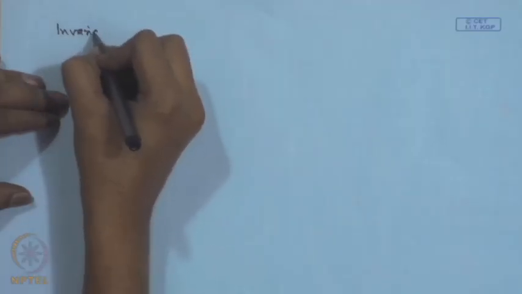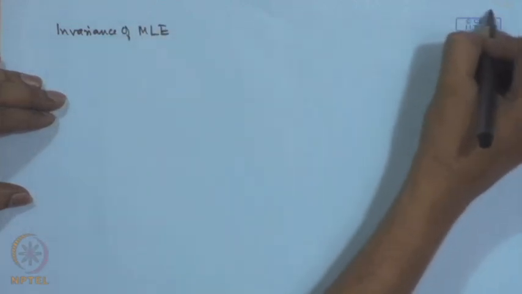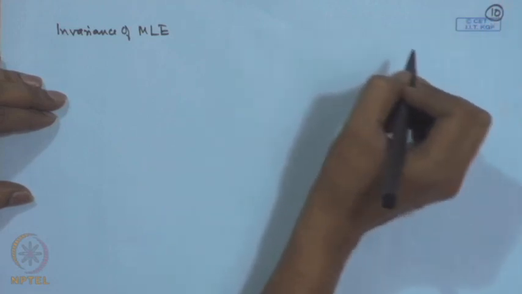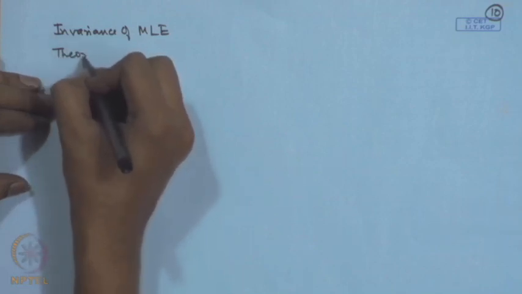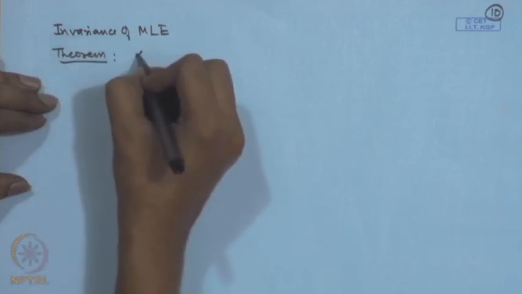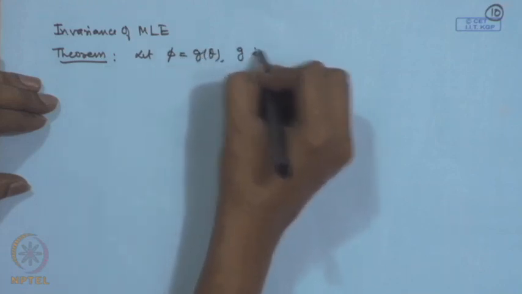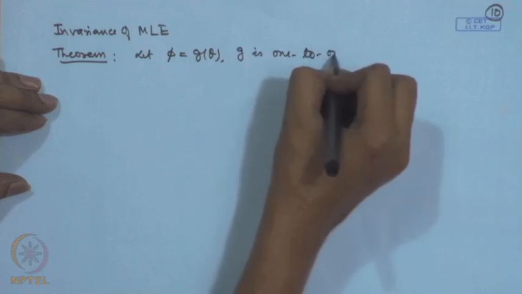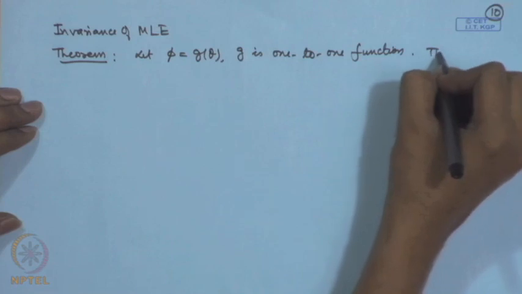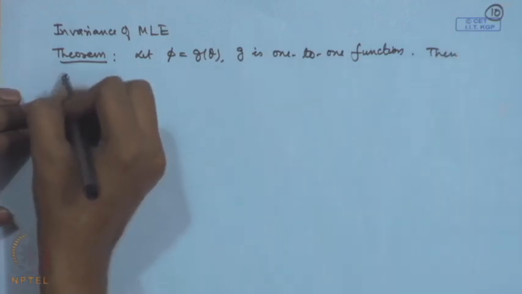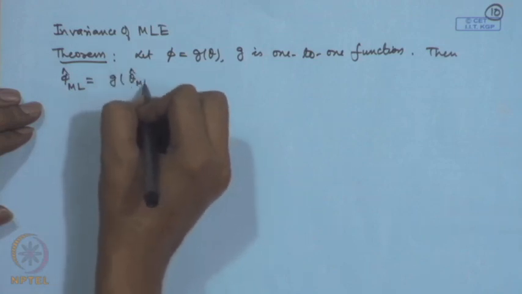Invariance of MLE. Firstly, I will prove it for the 1 to 1 functions, and then I will give the general proof which is true for any function. Let phi be g(theta), where g is a 1 to 1 function, then phi hat ML is equal to g of theta hat ML.